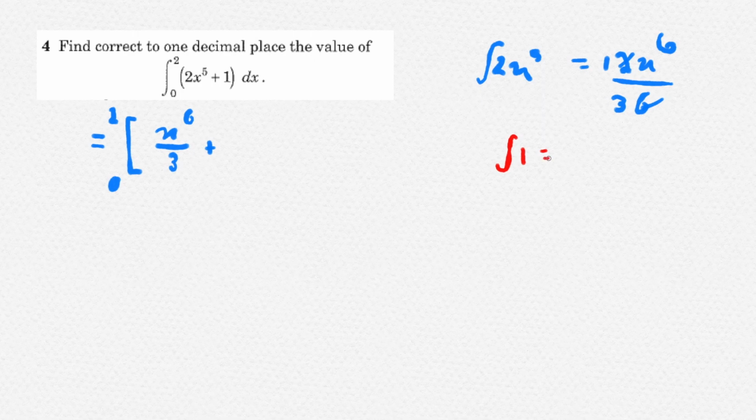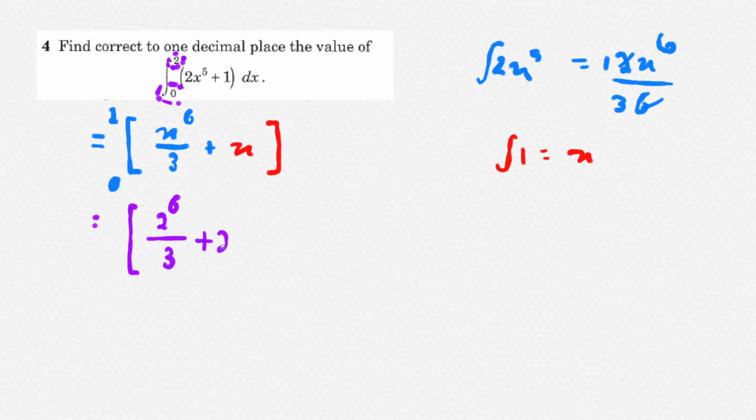In our previous questions, we have understood that the integral of a constant would always be constant times x. Therefore, the integration of 1 is equal to x. Now, we already know our limits, which are 2 and 0. All that is needed is to sub this back into our equation. So, 2 to the power of 6 divided by 3 plus 2, and then for these we must minus the limits. So since we have already used 2, let's minus the 0 limit.